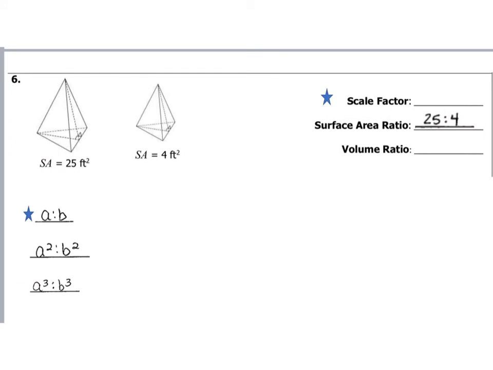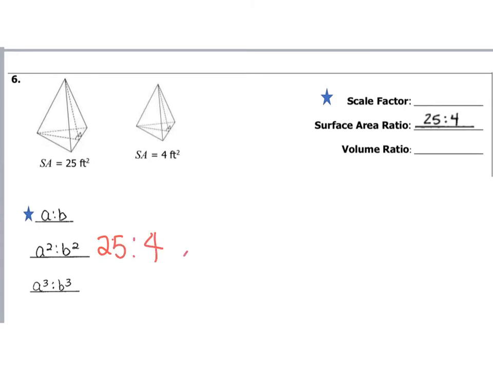Okay, so let's take a look at this one. We have similar solids, but they don't tell us what one side is. They're telling us what the surface area is. So if they're telling us what the surface area is, let's go ahead and put that in. And always simplify. If they don't simplify it, you have to simplify it. So my surface area of the first figure is 25 to the second figure, which is 4.